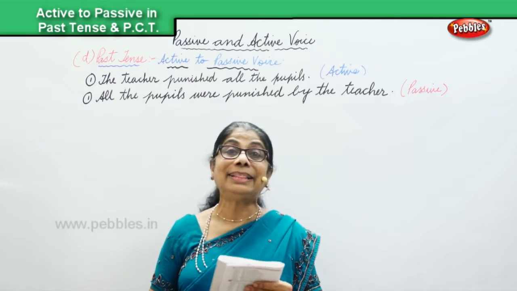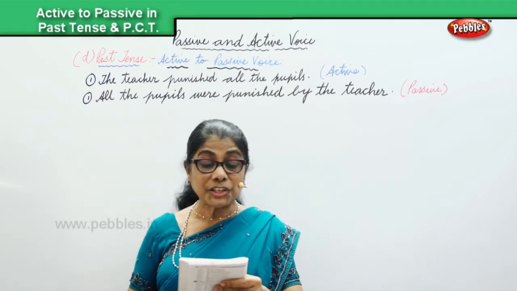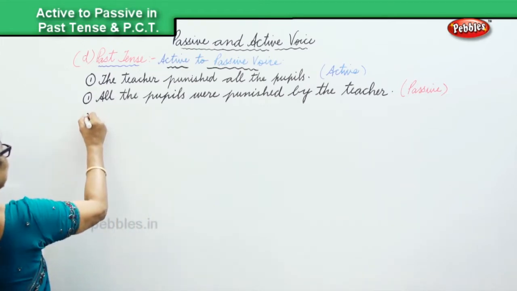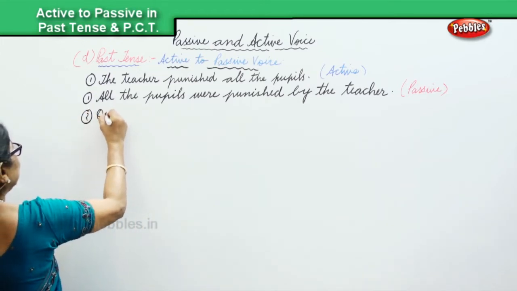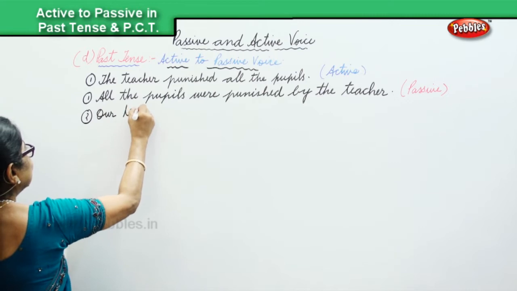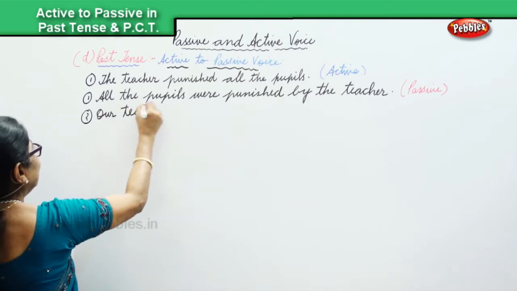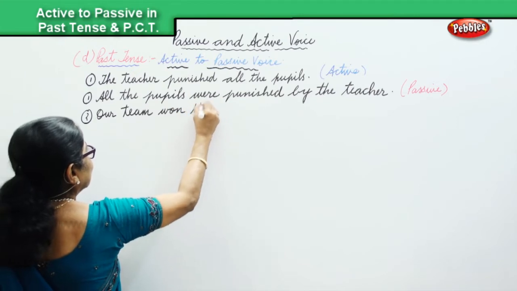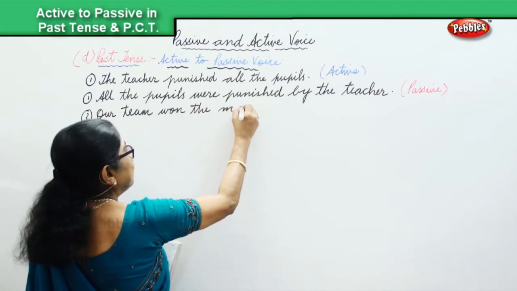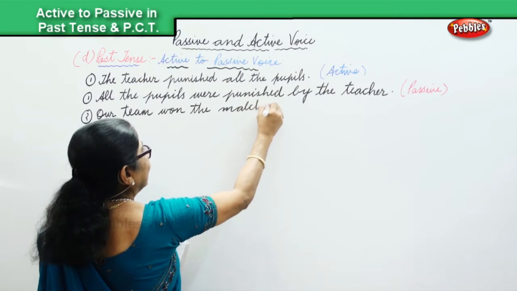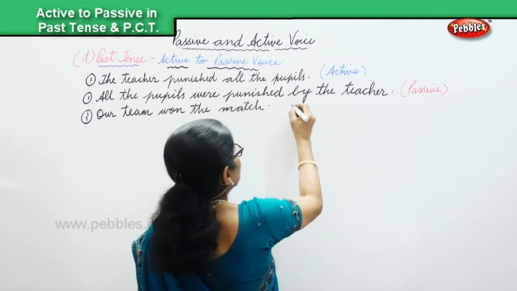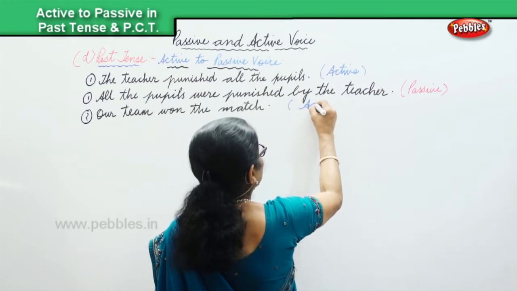Now let's take another sentence. Our team won the match. What's the second sentence? Our team won the match. That is the active. Our team won the match. So that is active voice.